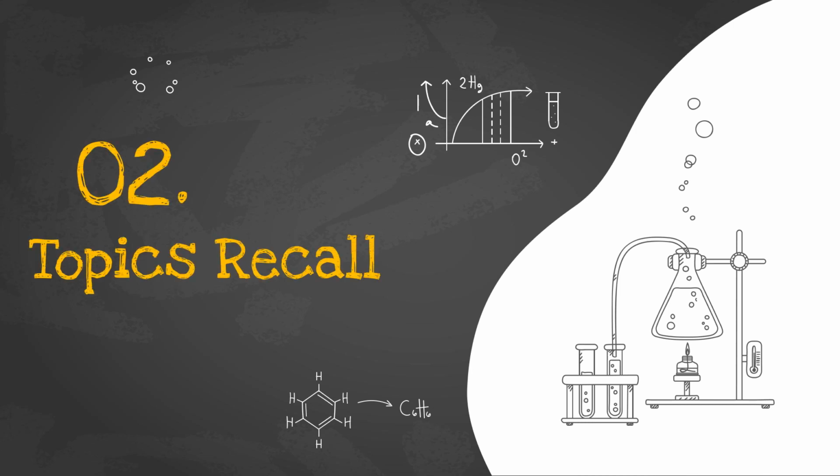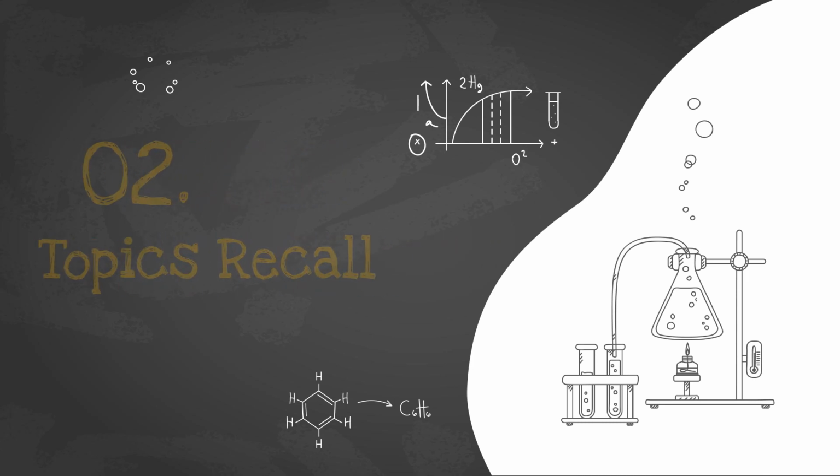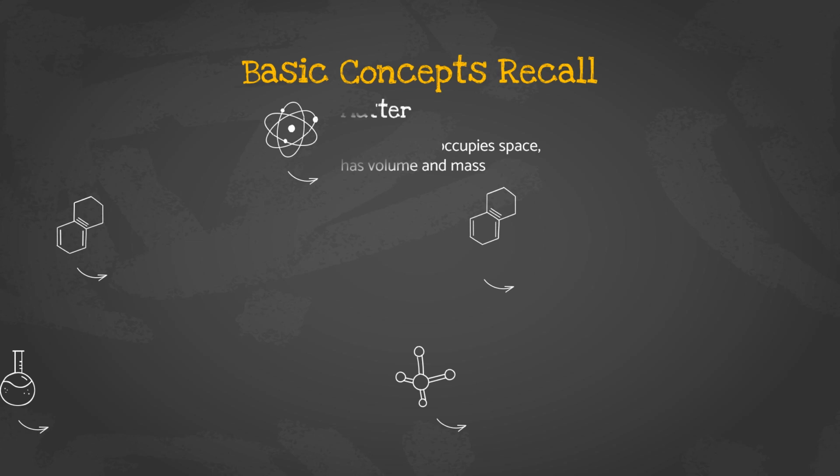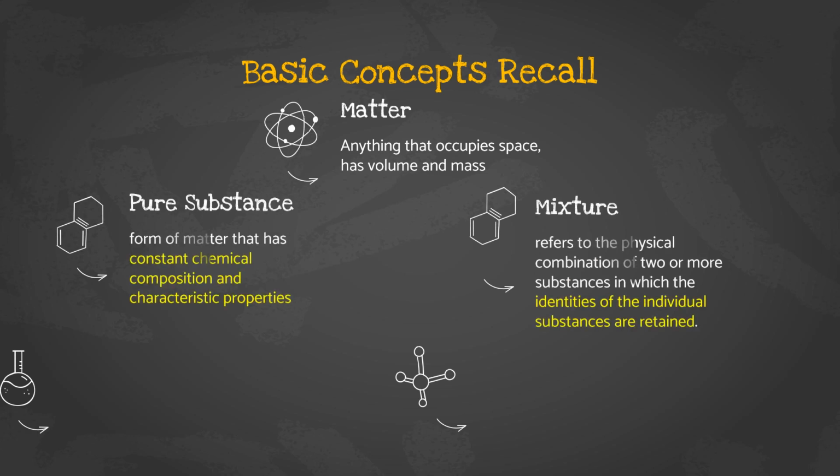Number two, topics recall. So that we will have a smooth learning journey, it is important for us to do some recall of the topics and terminologies covered in previous section. We learned that matter is anything that occupies space, has volume and mass. Matter is further categorized into two, pure substances and mixtures.